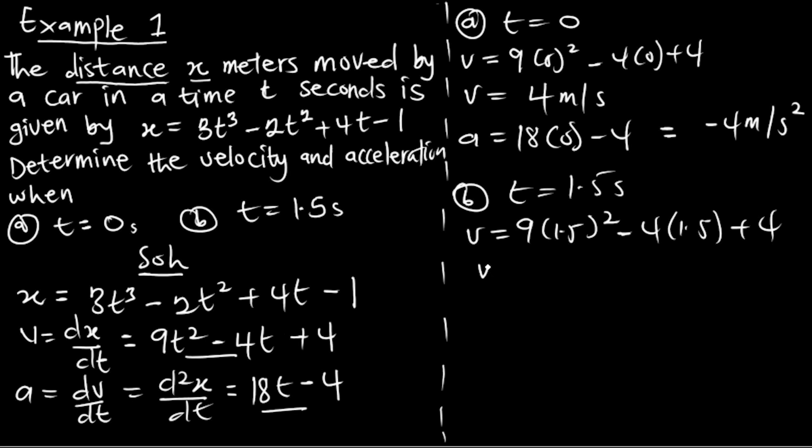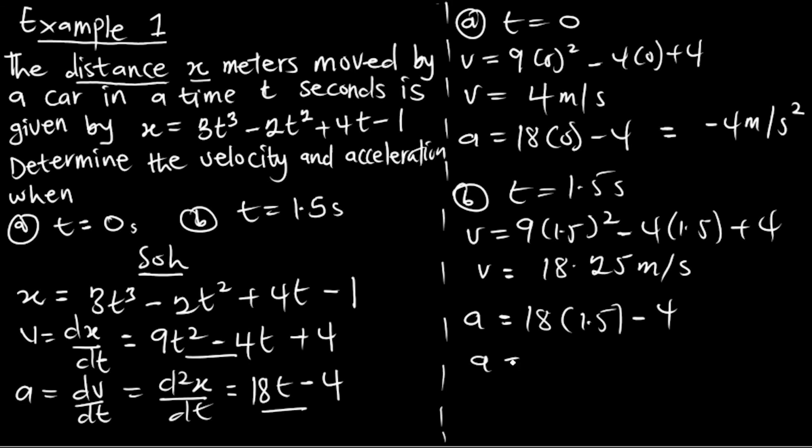Therefore, our velocity with this is going to be 18.25 meters per second. And at t = 1.5, our acceleration from its equation is going to be 18(1.5) minus 4, and our acceleration is going to be 23 meters per second squared. So this is the solution for our question.